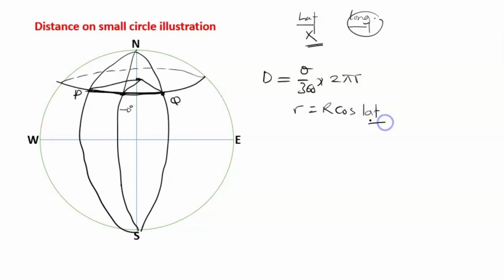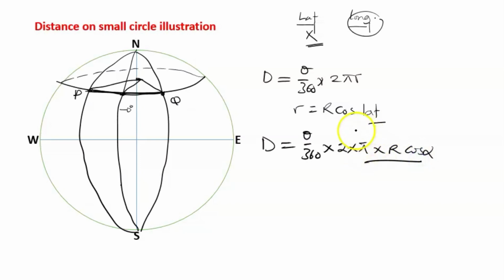I normally use lat just to make sure we do not get confused that the alpha there is the latitude angle. So if I substitute that into the formula, I'm going to have theta over 360 multiplied by 2 multiplied by pi multiplied by R cos alpha. So by the time we substitute, we are going to have this expression. All right, so let's try and take one or two questions and solve using this formula, so that we may have a better view and understanding of what we are discussing.